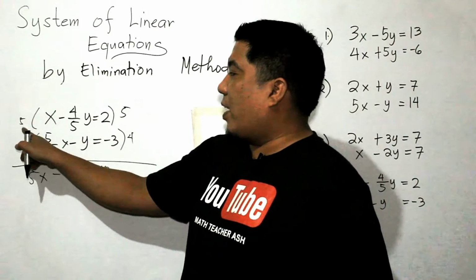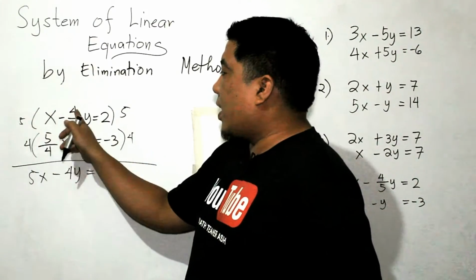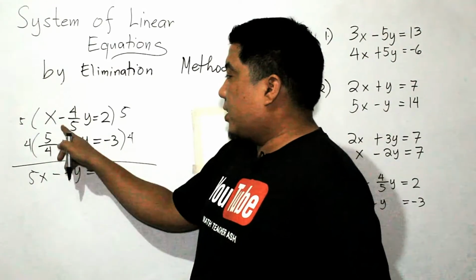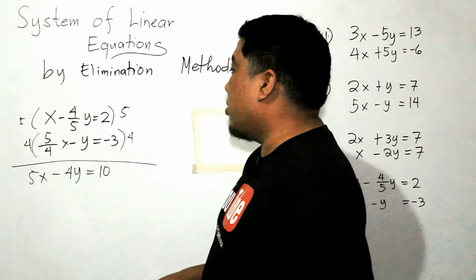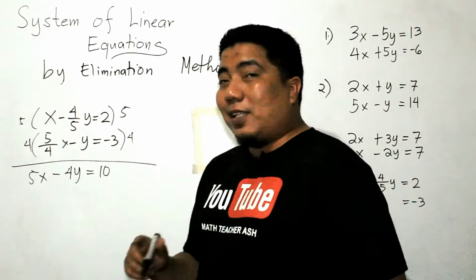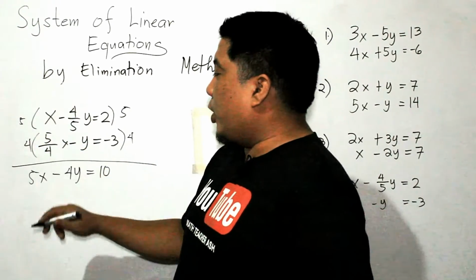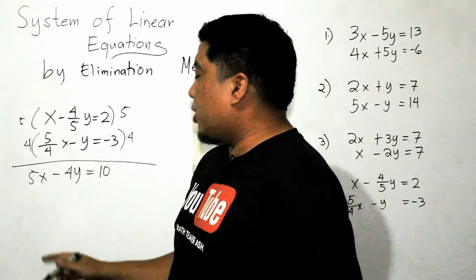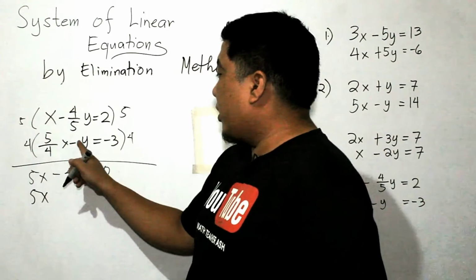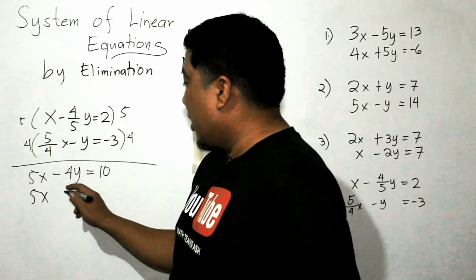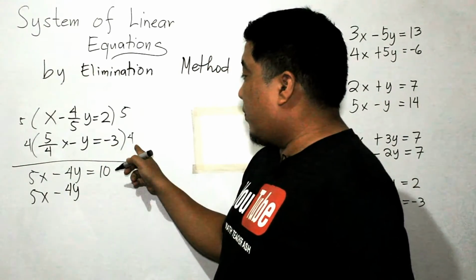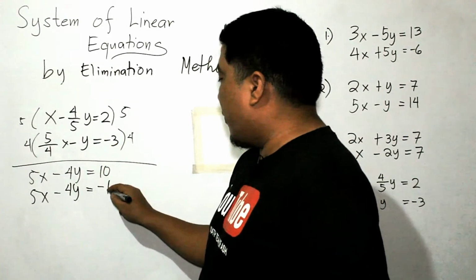How did that happen? 5 times x, that is 5x. 5 times 4, that is 20. 20 divided by 5, that is 4. Since this is minus, we just copy the minus. 2 times 5, that is 10. Easy, right? Okay, so that is equation 1. Now, let's try equation 2. 4 times 5, that is 20, divided by 4, that is 5x. 4 times negative y, that is negative 4y. And negative 3 times 4, that is negative 12.